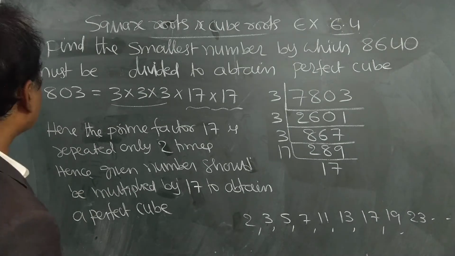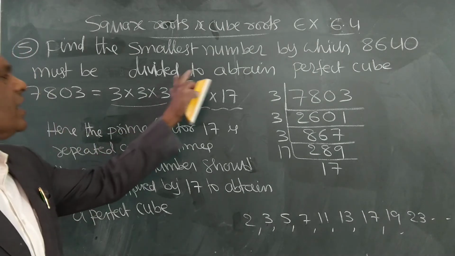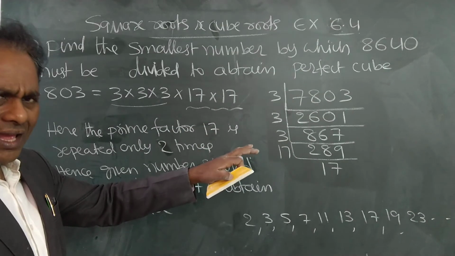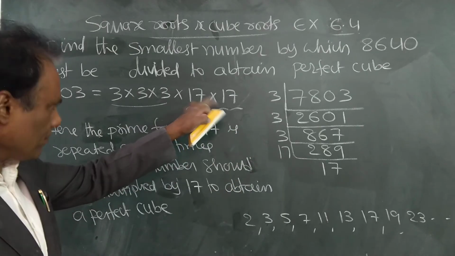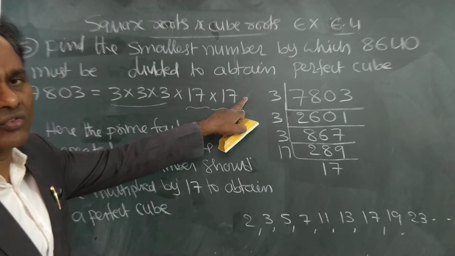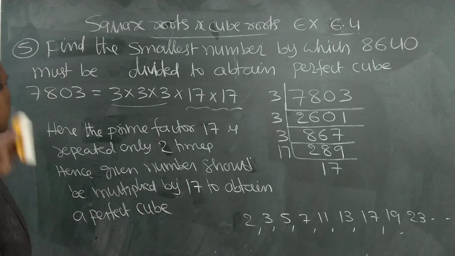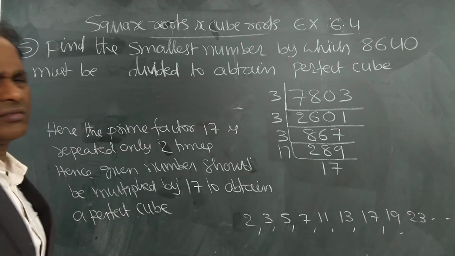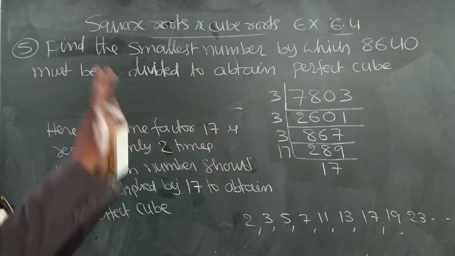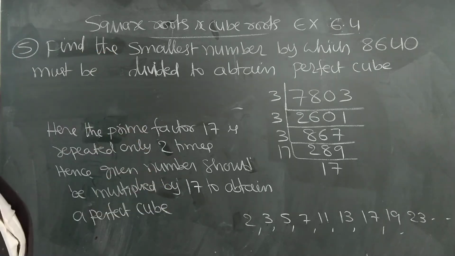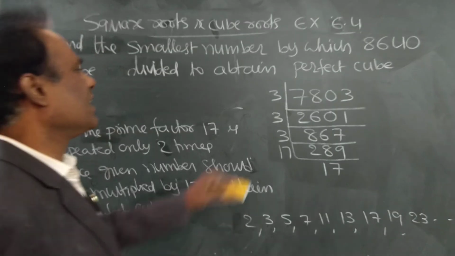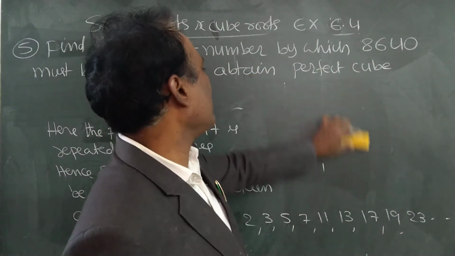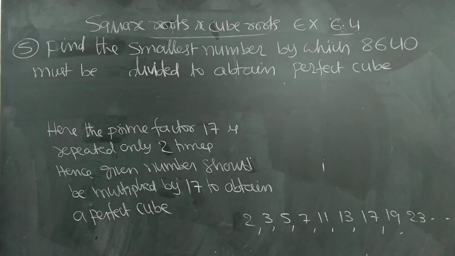Multiplied or divided, same procedure. Multiplied means we add 1. Divide means we remove. That's all. Same procedure. After getting the prime factors, by seeing the prime factors only, you will get the idea. First let us prepare the prime factors for the given number.